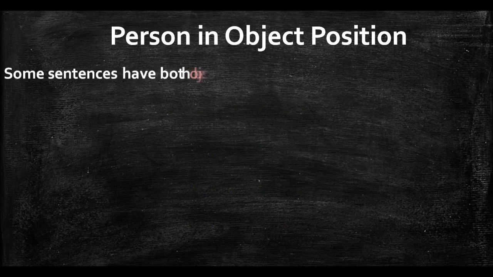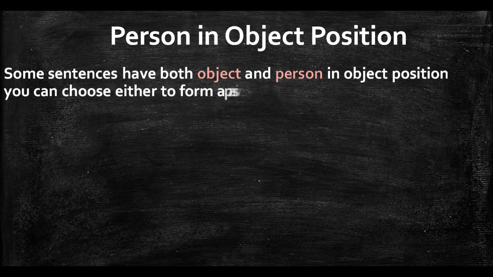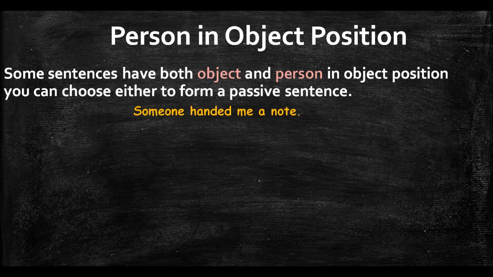Now sometimes some sentences have both an object and a person in object position. So what do you do? You can choose either to form a passive sentence. For example, someone handed me a note. So here two objects are me and a note. So say if I choose me to be my subject, turning into the subject pronoun, I would say I was handed a note. And if I choose a note to be my subject, I would say a note was handed to me. I hope there is no confusion left related to active voice and passive voice.